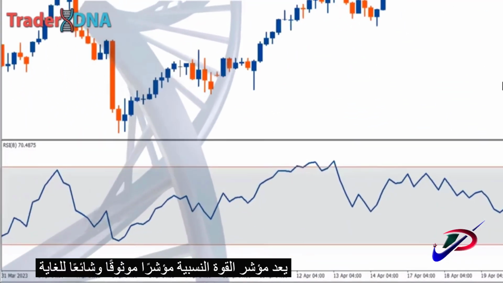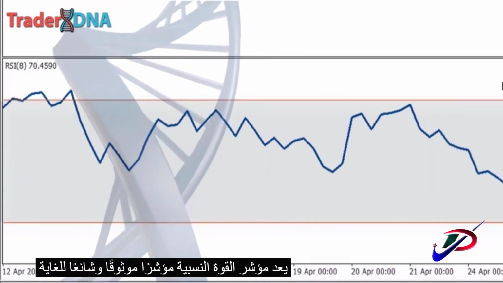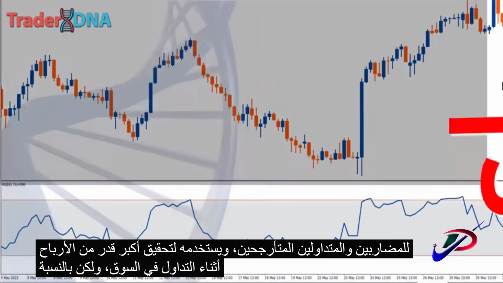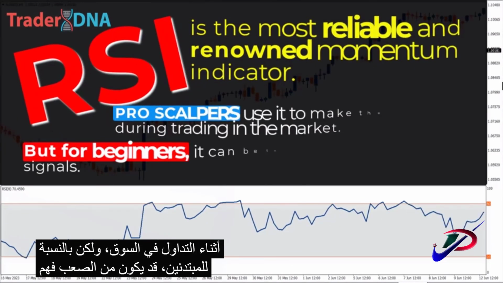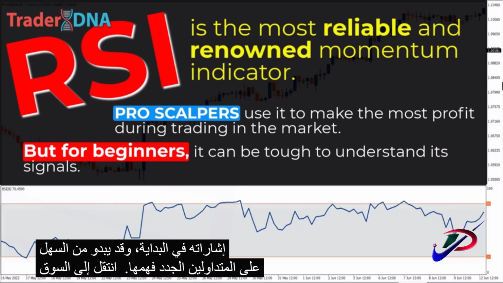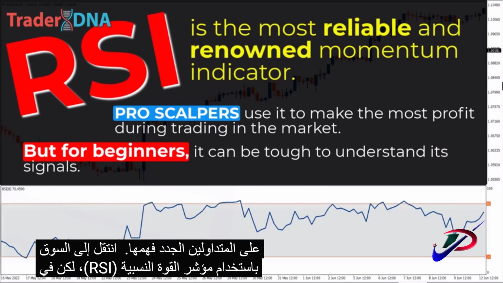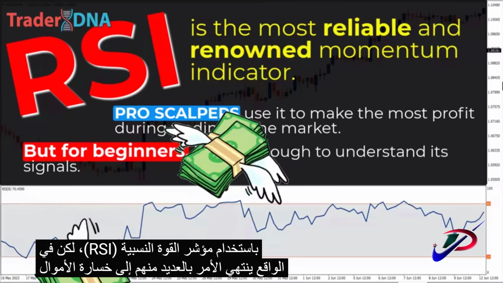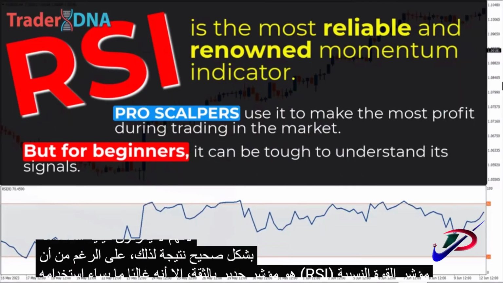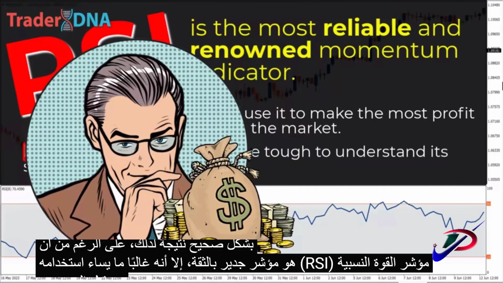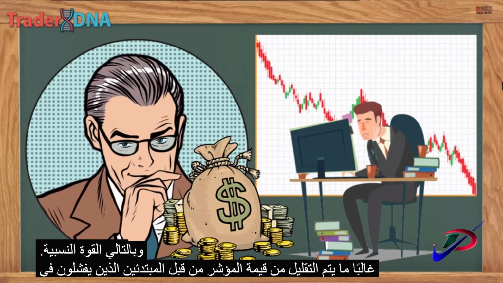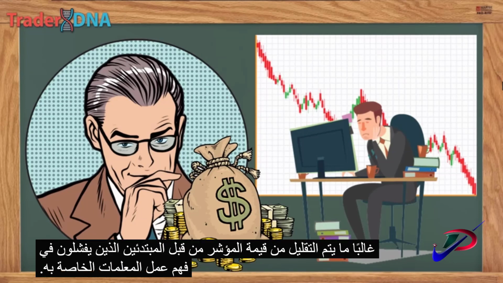The RSI is a very reliable and popular momentum indicator. Scalpers and swing traders use it to make the most profit during trading in the market. But for beginners, it can be tough to understand its signals. At first, it might seem easy for new traders to jump into the market using the RSI indicator. However, in reality, many of them end up losing money because they don't know how to use it correctly. As a result, even though the RSI is a trustworthy indicator, it often gets misused by beginners. Therefore, the relative strength index is often undervalued by beginners who fail to grasp its workings.